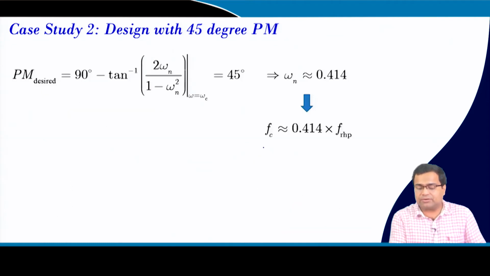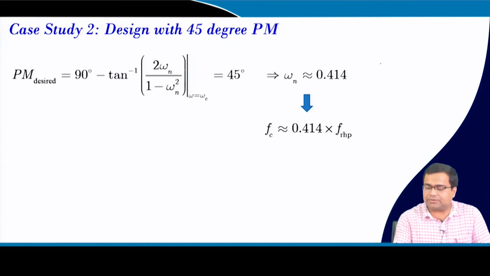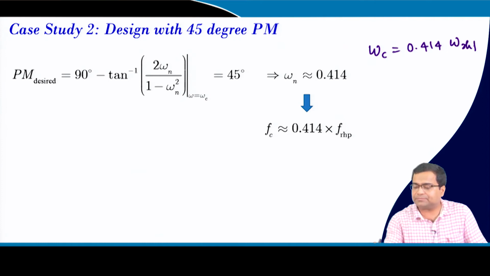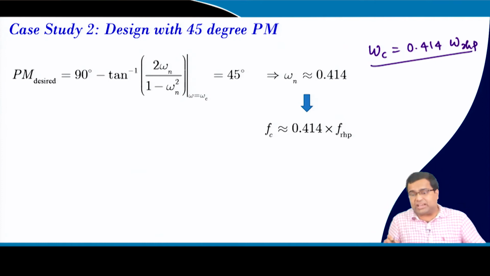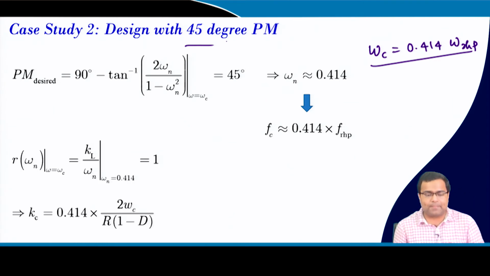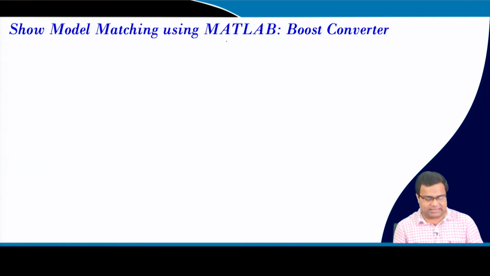So, our omega c will be 0.414 times omega RHP, and we have to check. So, we want to check in this way. If I set in my MATLAB code 0.414 as my crossover times omega RHP, then am I getting 45 degree? So, I will check in the reverse way, okay. So, let us check using MATLAB, matching case study.